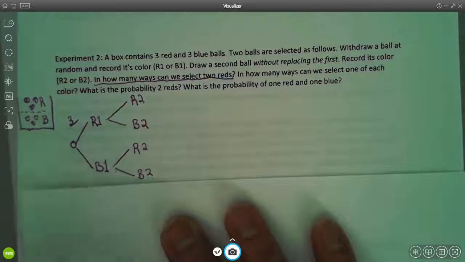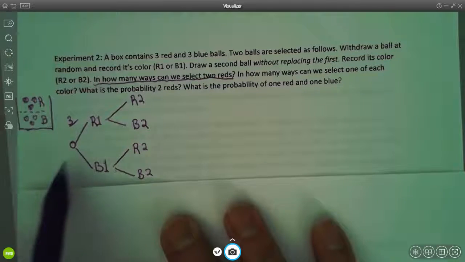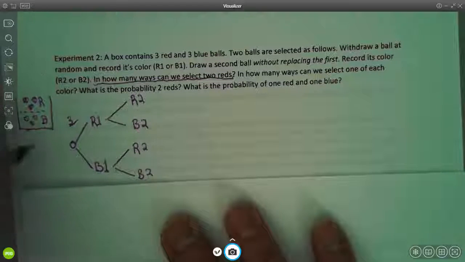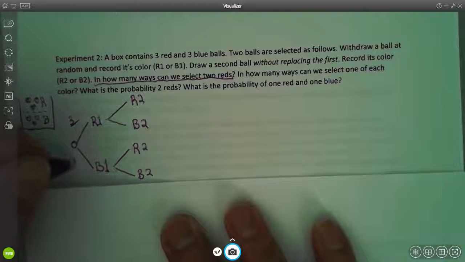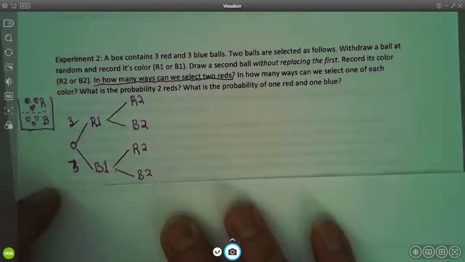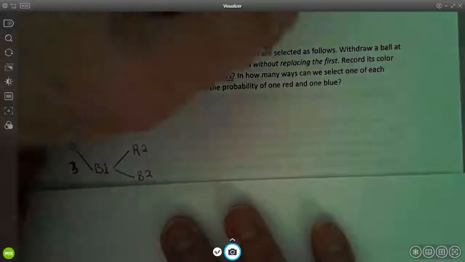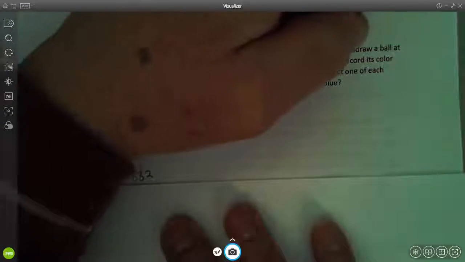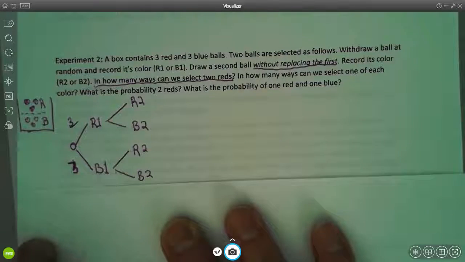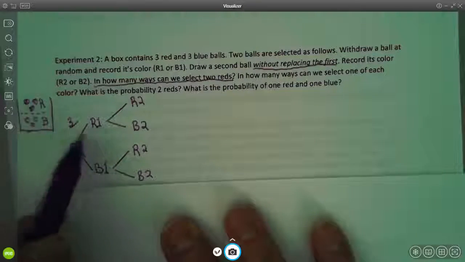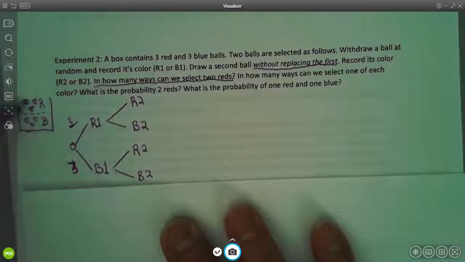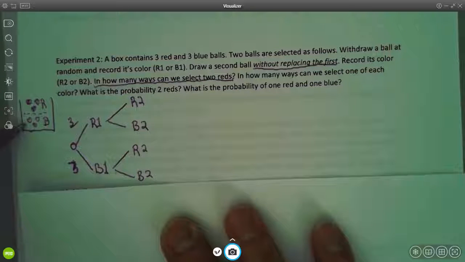If I just say 3, I'm getting the number of ways that I could get a red on the first draw. In the same way, there are 3 of the blues in there, so there are 3 is the number of ways that I could select a blue on the first. Now, notice in this particular case, we are drawing without replacing. So let's suppose we got a red on the first. One of those reds are gone, and we've got 2 red and 3 blue left.